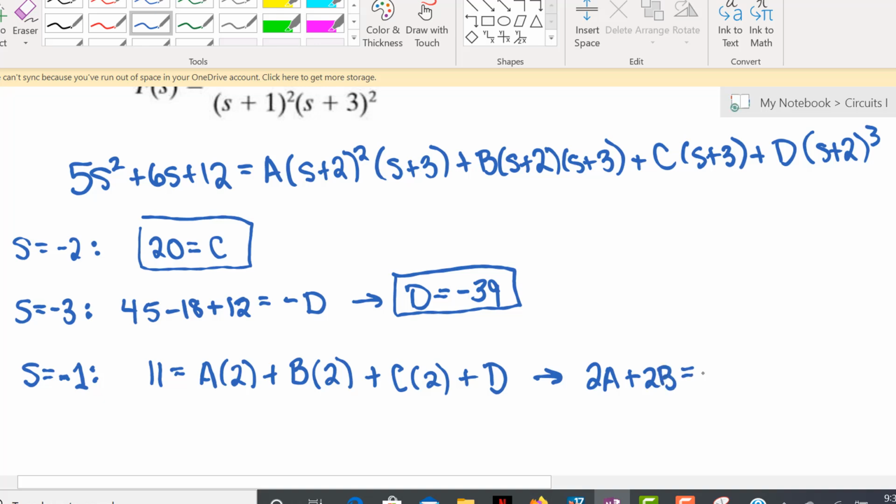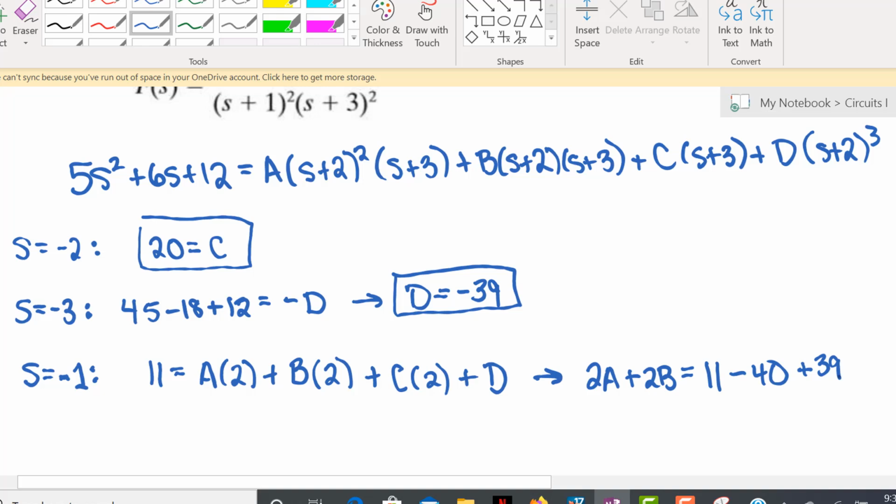equals 11, and then I'm going to move the c and d terms over, but c is 20, so 2 times 20 is 40, but I'm subtracting it, plus d, well, d is -39, but I have to subtract it, so subtract -39, which would be plus 39.